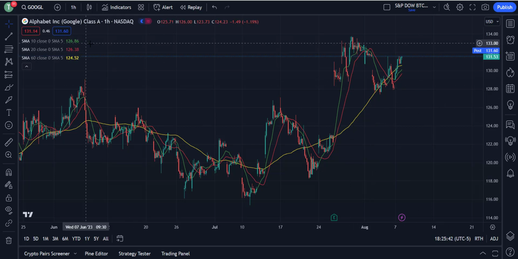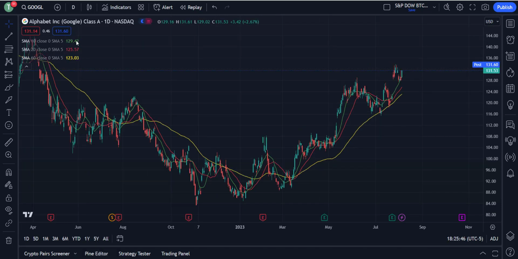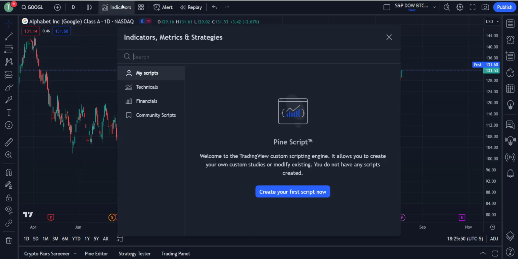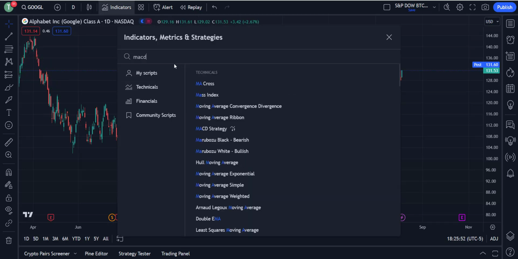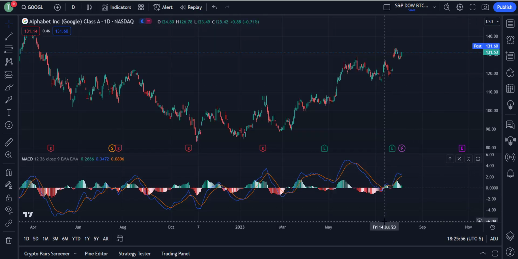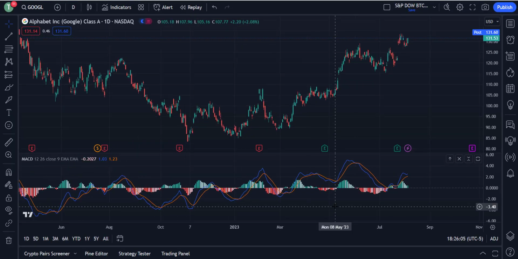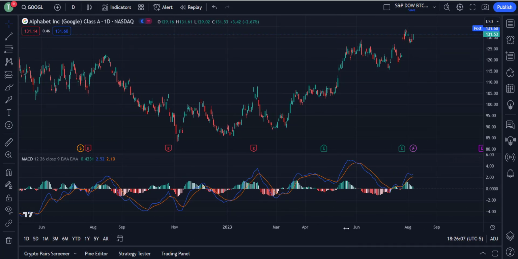So let's get out of here. Let's go back to the 1 day. We're going to get out of these moving averages and go ahead and look at the MACD, which is my favorite of the oscillators. You can look at the RSI. You can look at anything that gives you a real indication as to which way stock momentum is moving. So let's just do that. Sorry, I keep screwing up the screen.